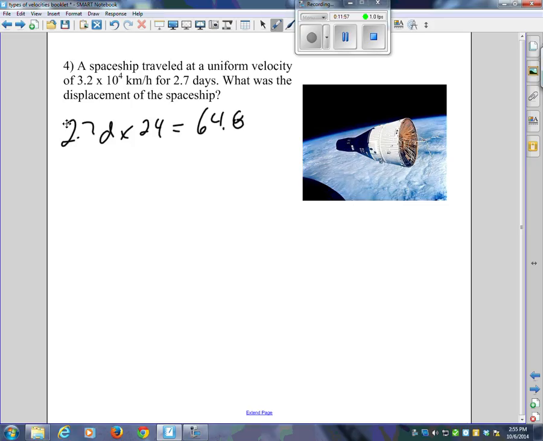Okay, write the formula. V bar equals D over T. We know the velocity of 3.2 times 10 to the 4. We're solving for D. The time is 64.8, right? How do you get rid of divide by 64.8? Multiply both sides by 64.8. They cancel.